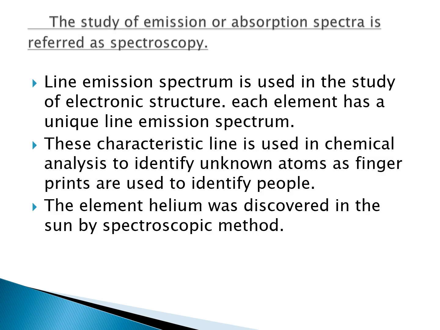Line emission spectrum is used in the study of electronic structure. Each element has a unique line emission spectrum, and this characteristic line spectrum is used in chemical analysis. Just like fingerprints are used to identify a person, the characteristic line spectrum helps identify unknown atoms. The element helium was discovered in the sun by this method, which is called the spectroscopic method.